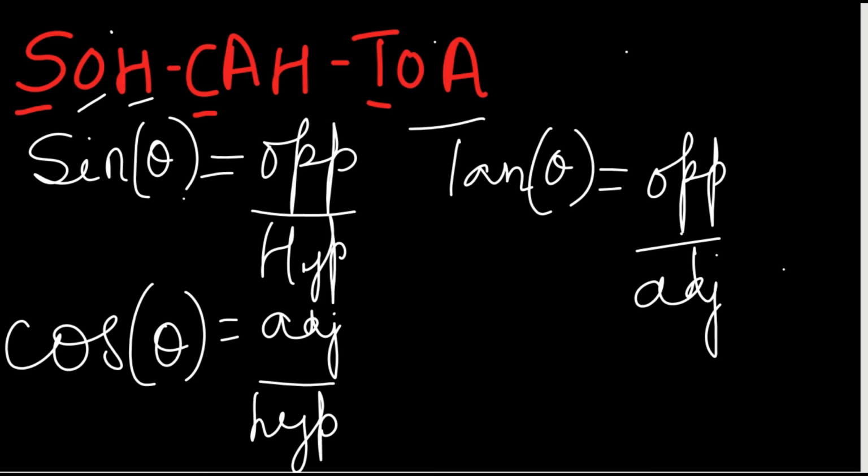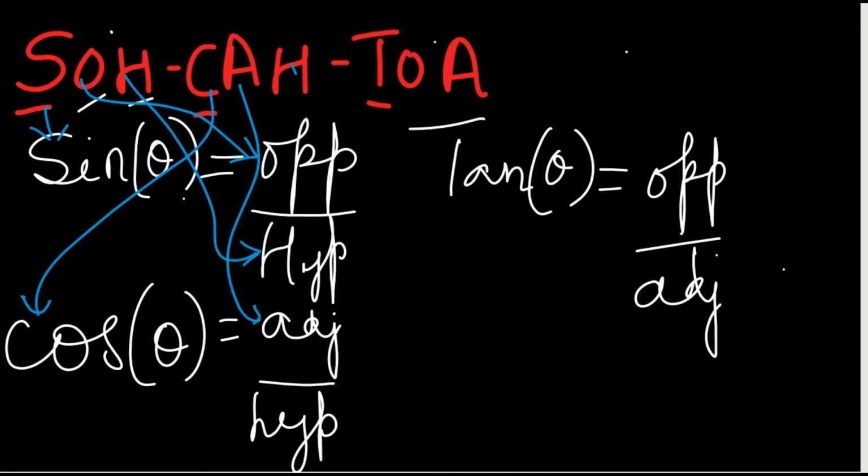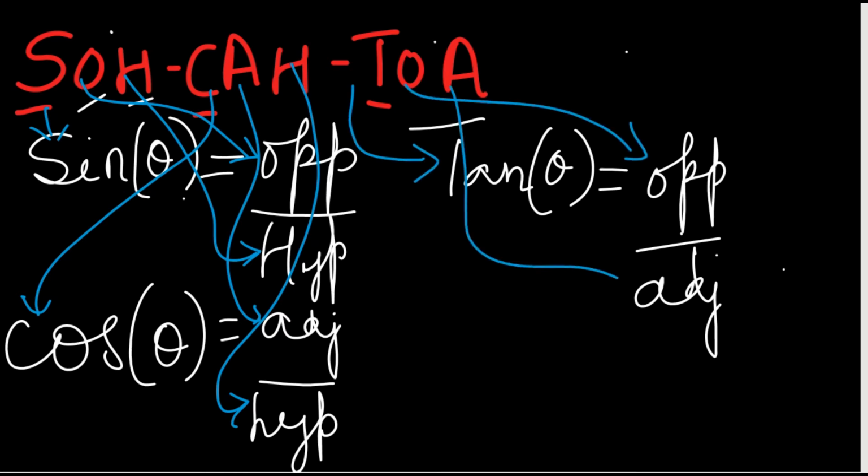Okay. Now, how do I relate all this to what I have taught earlier? I'll show you. See, S is for sine. If you want to write sine, remember SOH. That is S is for sine, O is for opposite, H is for hypotenuse. Same way, in CAH, C is for cos, A is for adjacent, H is for hypotenuse. Then comes tangent, that is TOA, that is T is for tan, O is for opposite, and A is for adjacent. So this is the trick used for representing sine, cos, and tan. Just remember SOH, CAH, TOA. That's the trick.